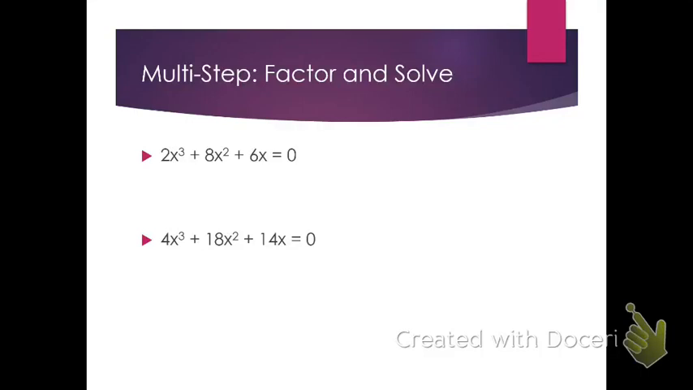Alright, let's do one last example. So I've got 4x cubed plus 18x squared plus 14x equals 0. I'm going to start by looking for a GCF. They are all divisible by 2x. Remember, when I factor out a GCF, it's like the opposite of distributing.